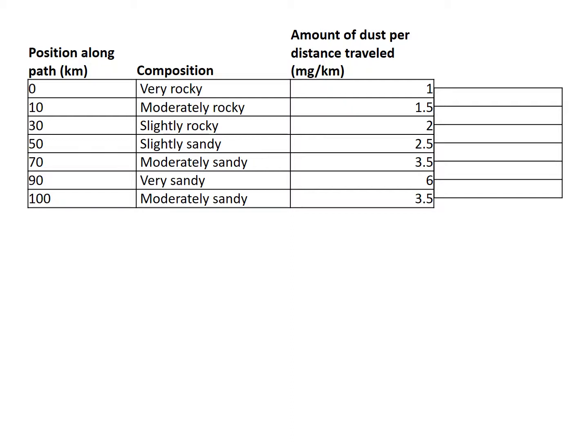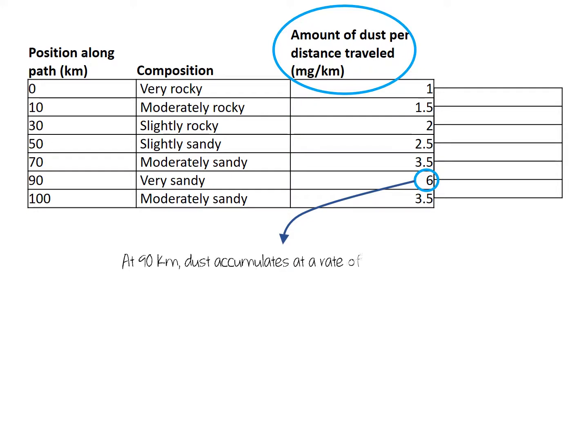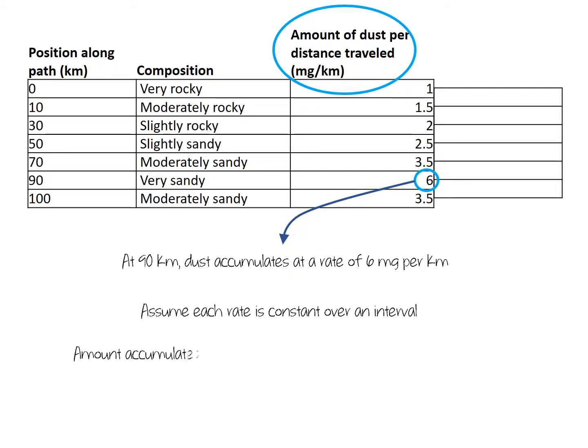The next thing we need to do is to recognize that the data we have is a rate. For example, this 6 means that at a point 90 kilometers along the path, the dust is accumulating on the rover at a rate of 6 milligrams per kilometer. Now, this is just at a specific point along the path. But if we assume that each of these rates is constant over an interval, then that would mean to find the amount of dust that accumulates for each interval, we would multiply the change in position over that interval by the rate of accumulation.